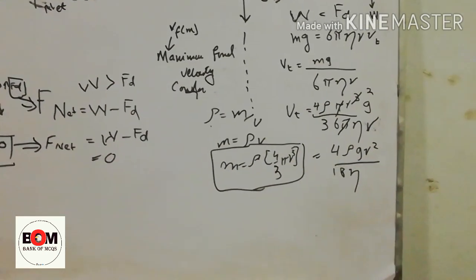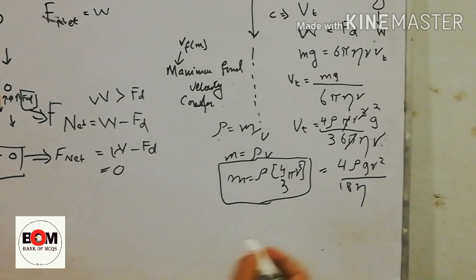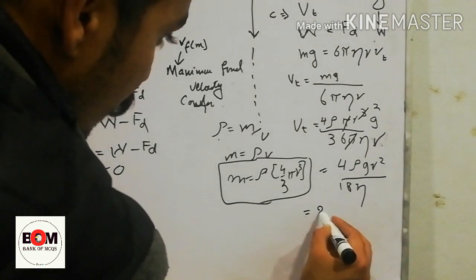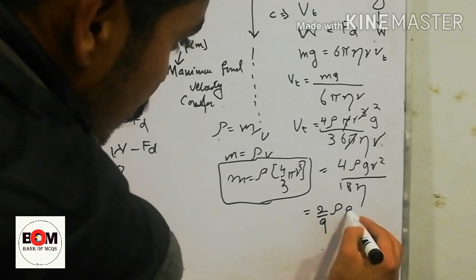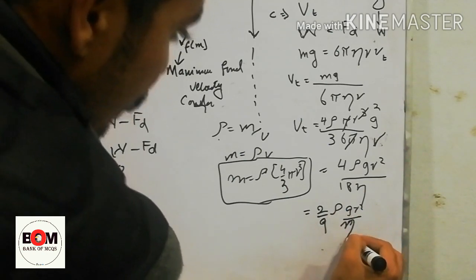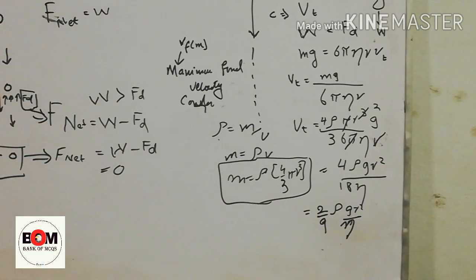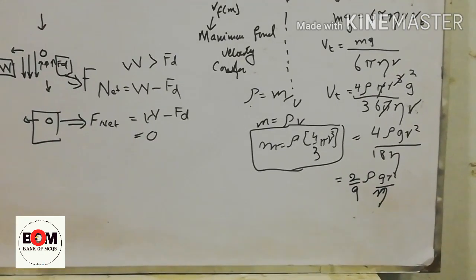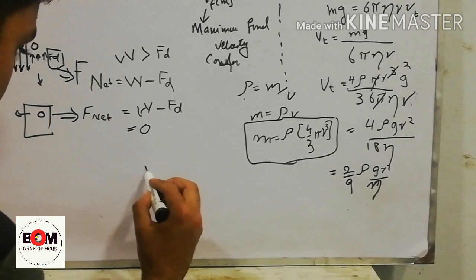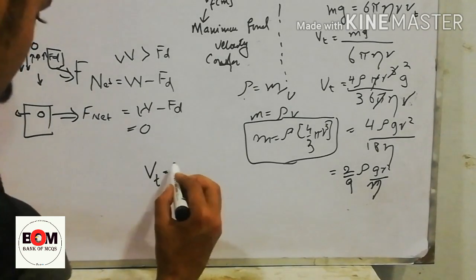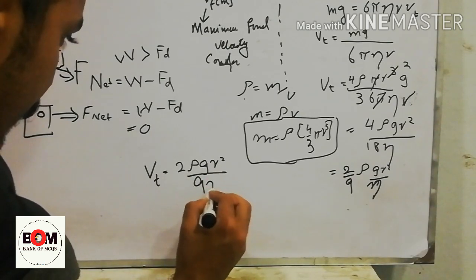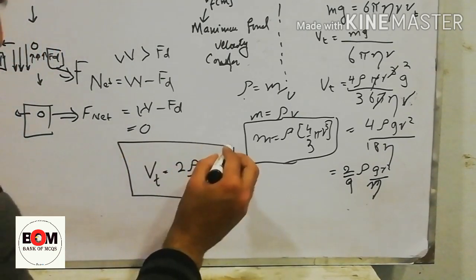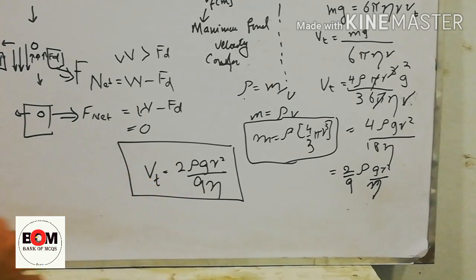Cancelling 4 and 2, we will get 2/9. So the equation is 2ρgr² divided by 9η. This is the equation for terminal velocity. So at last, the terminal velocity equation is 2ρgr² divided by 9η. Must remember this equation. And now we will solve MCQs on the terminal velocity equation.